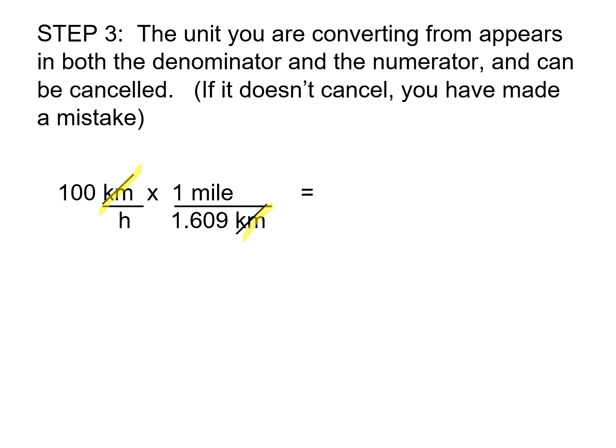Okay, so this will go back over here. And then we have 1 mile over 1.609. That gives us 62.2 miles per hour. So always look at your units. If you can't cancel them, you just made a mistake. You just have to go back and resort your denominator or numerator.